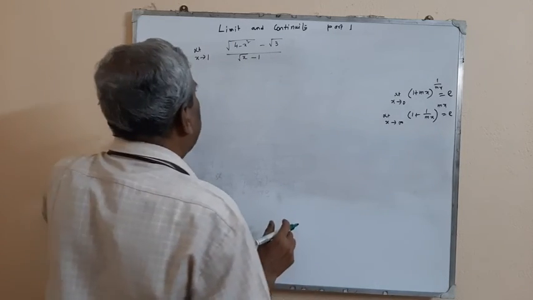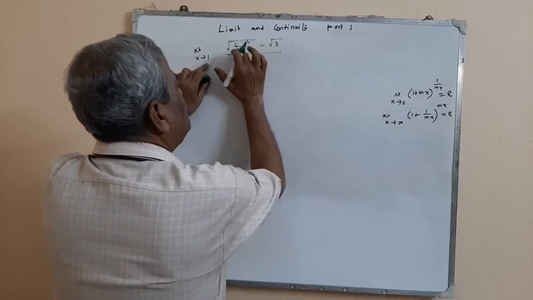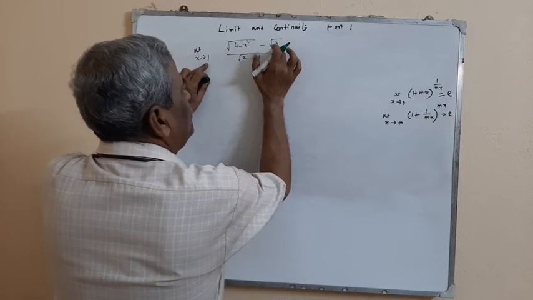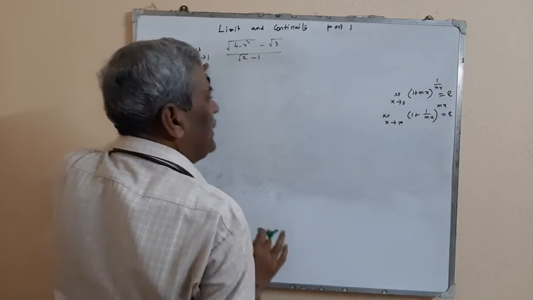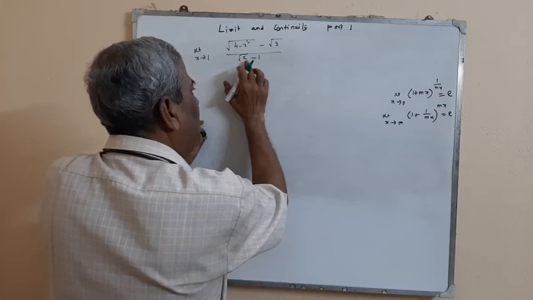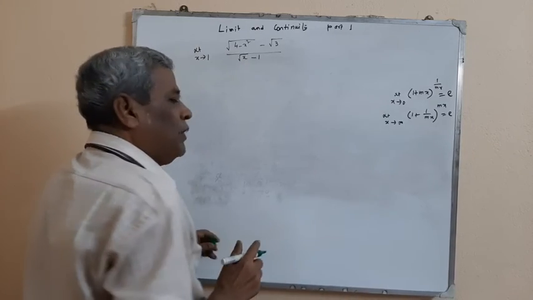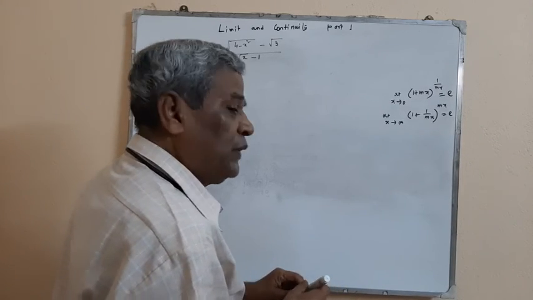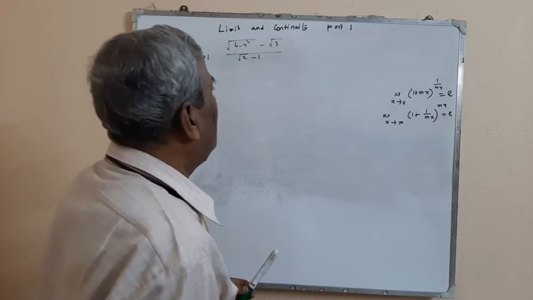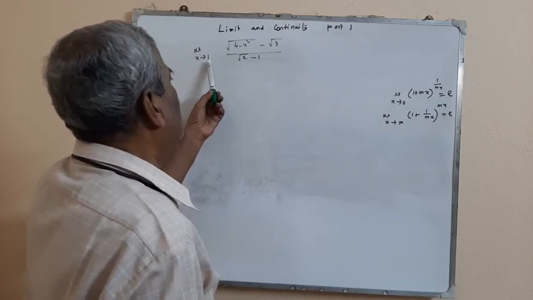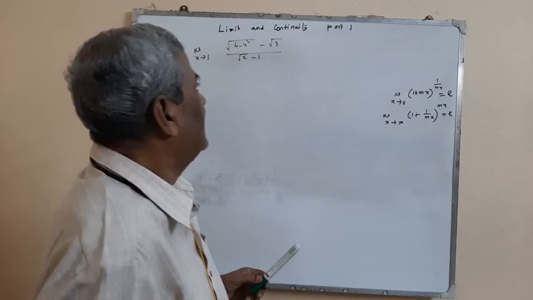Now if we put x is equal to 1, this is root 3, this is root 3, so 0 in numerator. This is 1, this is 1, 0. So it is of the form 0 by 0. So we cannot get the answer by putting x is equal to a.